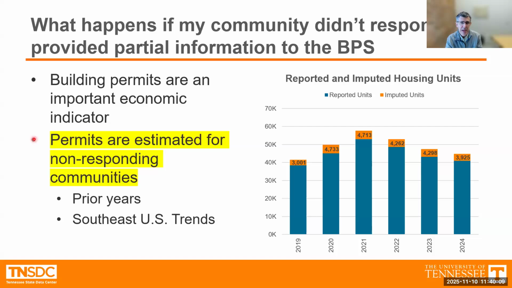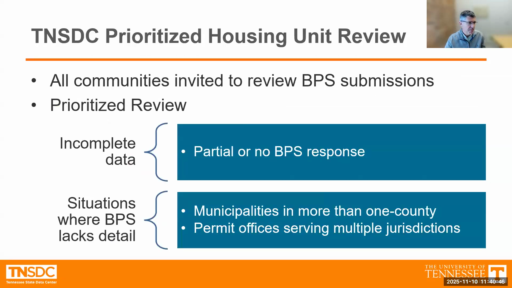The Census Bureau estimates the response for the community. And if you don't respond, it bases that on prior years of building permit activity in your community and the larger trend in the Southeast United States. In our particular case, it's Kentucky, Georgia, Mississippi, Alabama, and Tennessee. That's the basis for the trend. So it's not data about your community. It's data from other communities that becomes a basis for your estimate of the number of building permits. In many cases, that information is not correct.